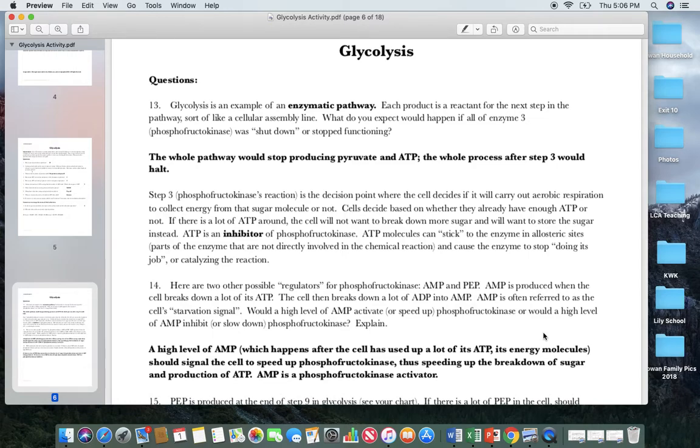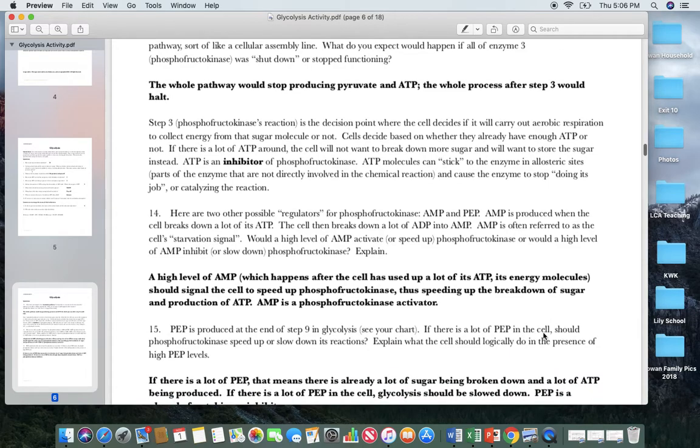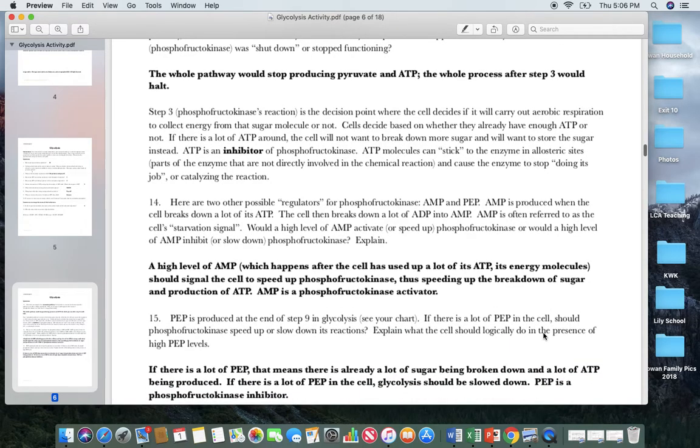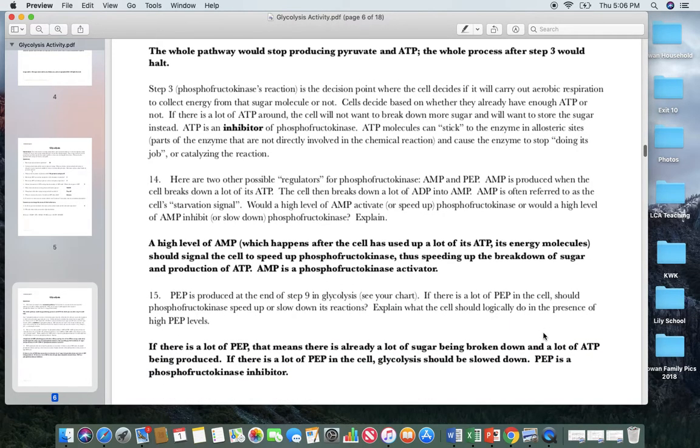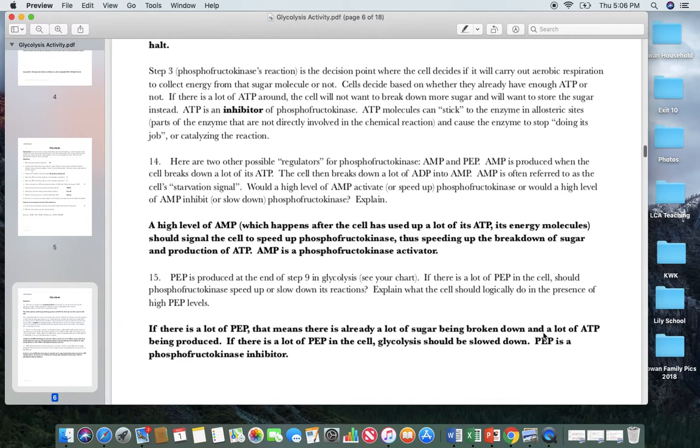So step 3 is the decision point where the cell decides if it's going to carry out aerobic respiration to collect energy from the sugar molecule or not. Cells decide based on whether they have enough ATP or not. If there is a lot of ATP around, the cell will not want to break down more sugar and will want to store the sugar. So ATP is an inhibitor of phosphofructokinase.